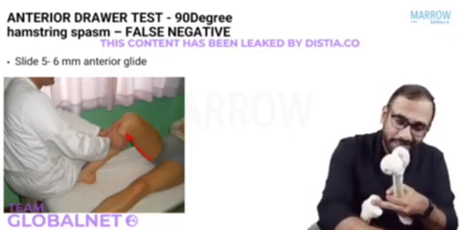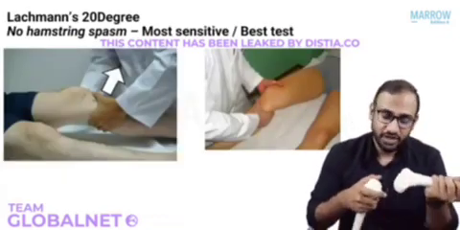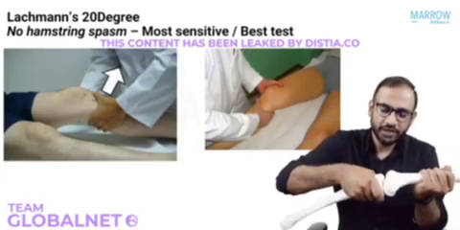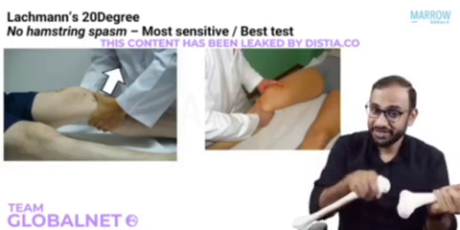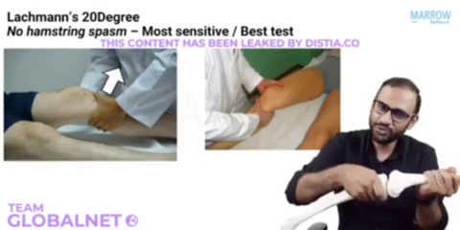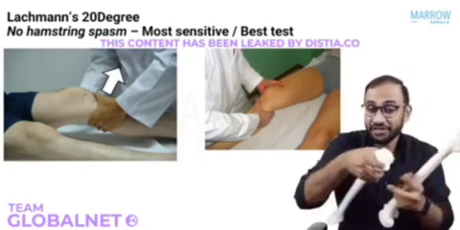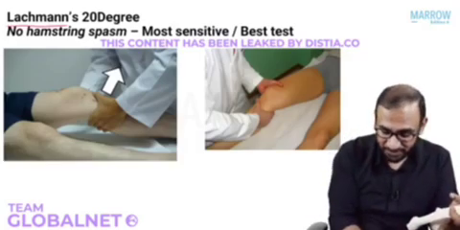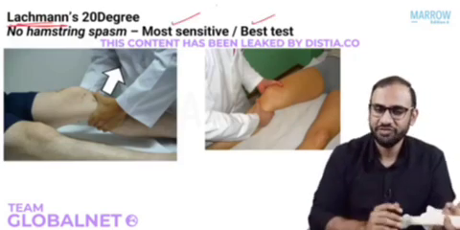That is why the better test for an acutely injured ACL or acutely injured knee is Lachman's test, where you just flex the knee to 20 degrees and translate the tibia anteriorly. Now at 20 degrees, friends, the hamstrings are removed from the equation. When the hamstrings are removed from the equation, you only have the ACL to test. You apply the translation anteriorly, and if the ACL is torn, the tibia will translate anteriorly. That is known as Lachman's test. This is the best test, or the most sensitive test, for ACL tear.